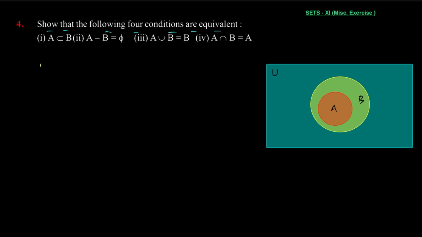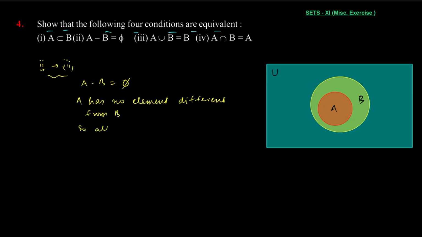Now let us take conditions second and third and show these conditions are equivalent. So A minus B is an empty set. This means that set A has no element different from set B. So all elements of set A are in set B. Therefore, A union B is equal to set B.